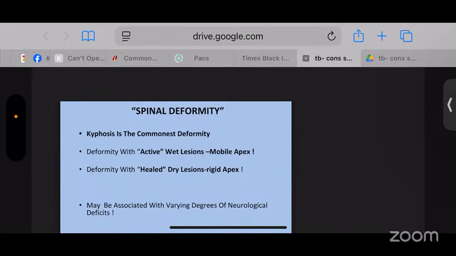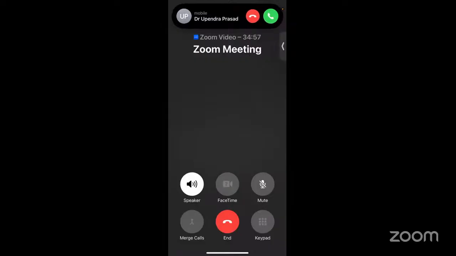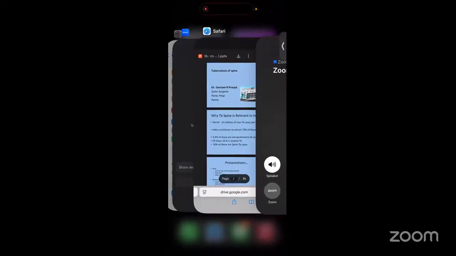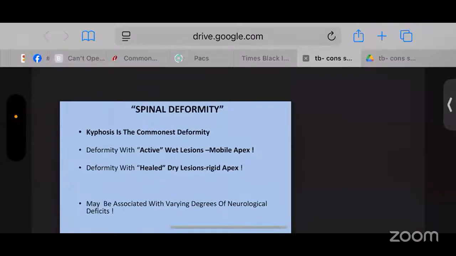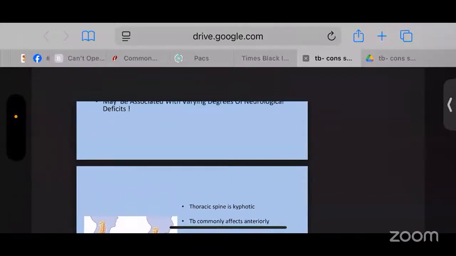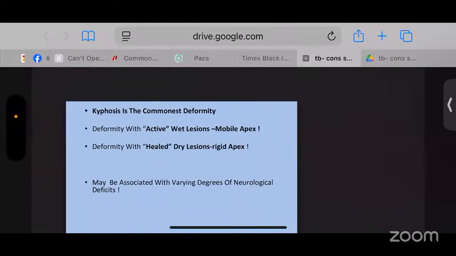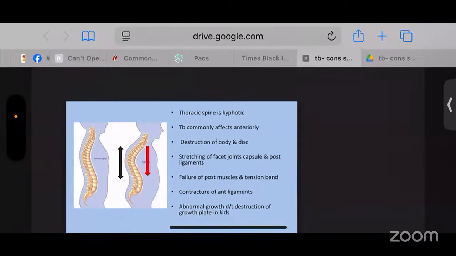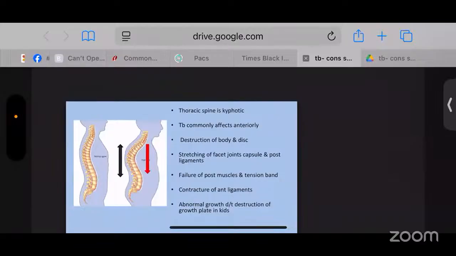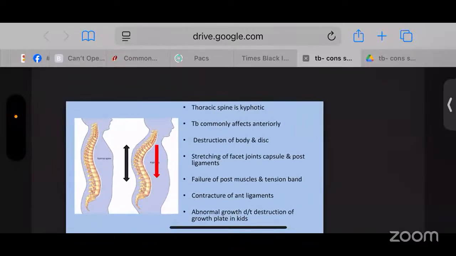Or the kyphotic deformity can be seen in a healed lesion, which has a rigid apex. This will be difficult to deal with, and it needs more training. The learning curve is longer in such cases. So this is one thing which is commonly asked even during viva, as to why there is significant kyphotic deformity in the thoracic spine.